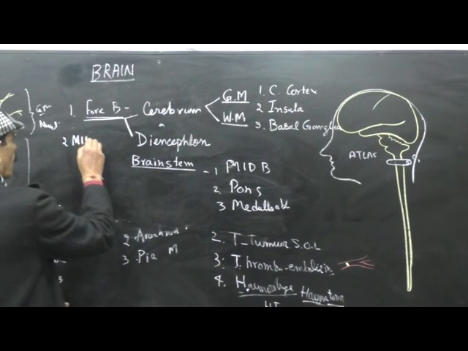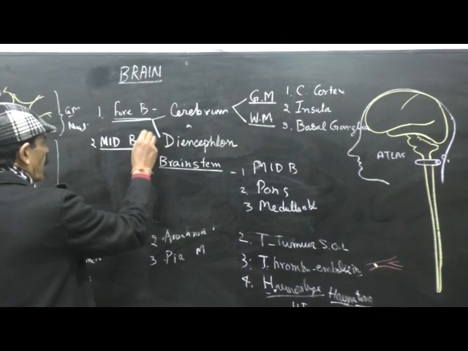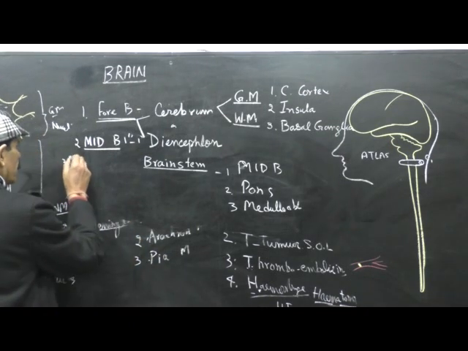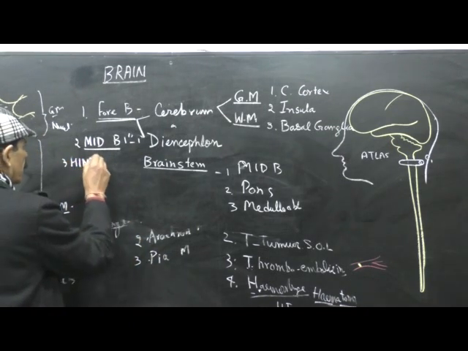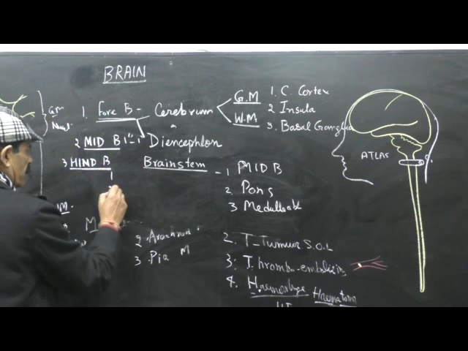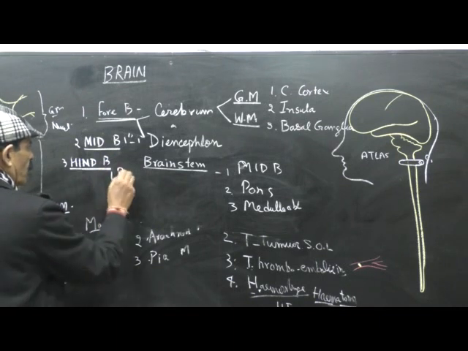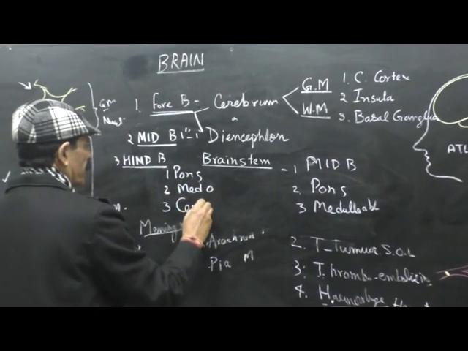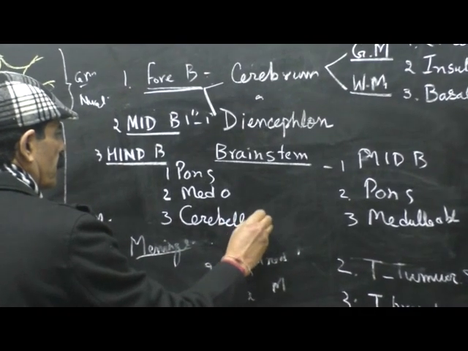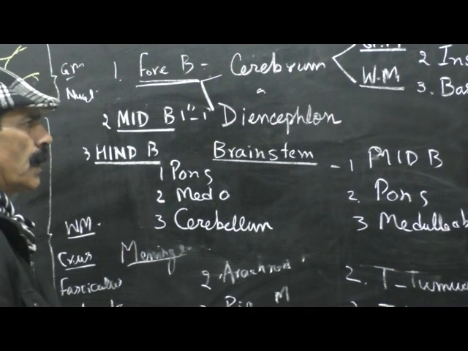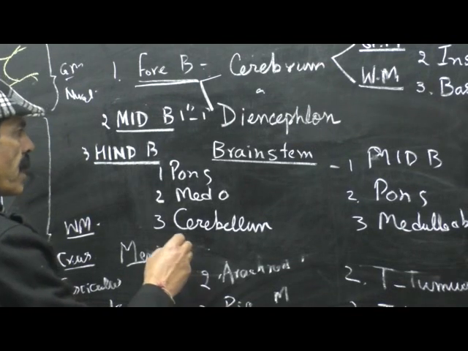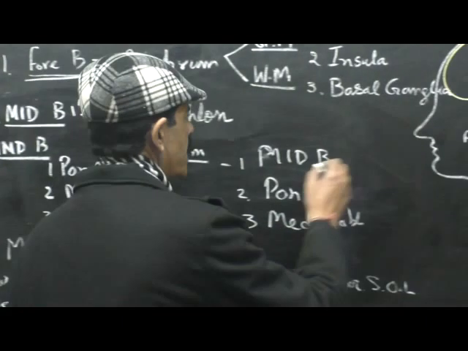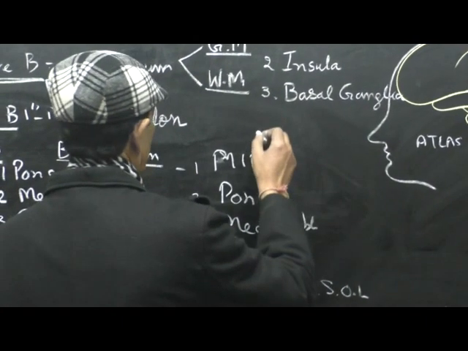The midbrain is the smallest part of the brain. It is 1 inch long and 1 inch broad. It connects the forebrain with the hindbrain. The hindbrain consists of three parts: the pons, medulla oblongata, and cerebellum. So the midbrain, pons, and medulla are called the brainstem.